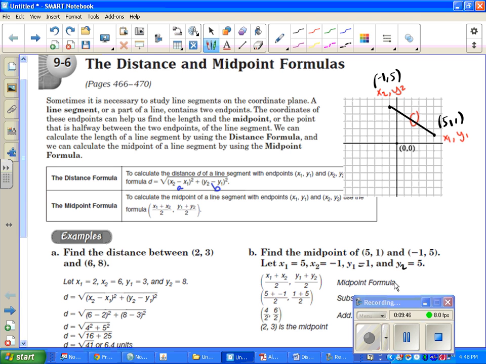Okay, so you plug in your values here, and x1 plus x2, 5 plus negative 1 ends up giving you 4. Or y1 plus y2, 1 plus 5 is 6. Then we had to divide both of those by 2, so you end up with 2 and 3. So 2, 3, there it is, just like we predicted, is the midpoint.